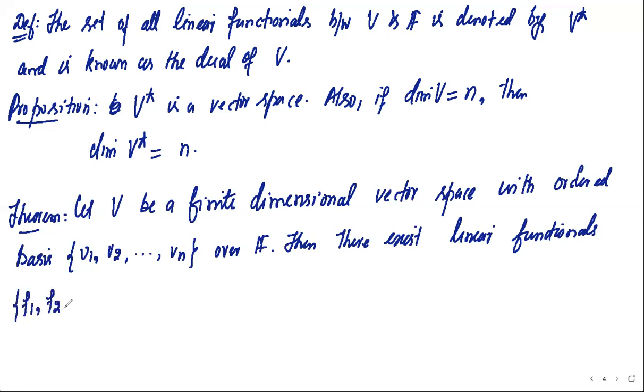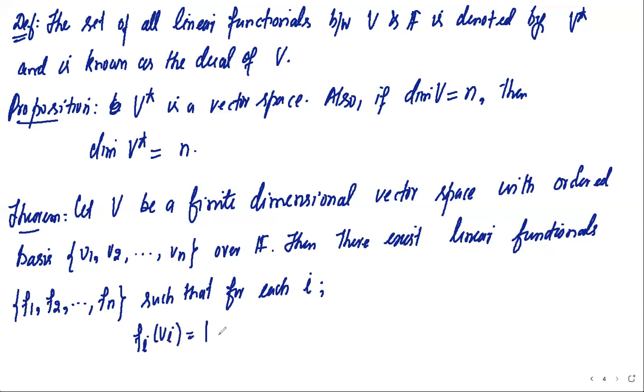F1, F2, Fn, such that for each i, Fi of Vi is equal to 1 and Fi of Vj is equal to 0 whenever i is not equal to j.